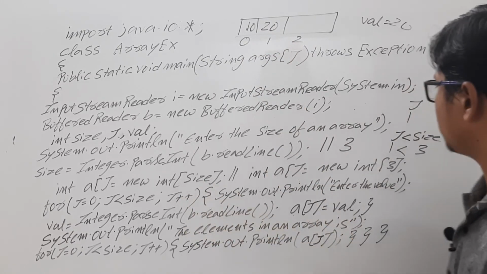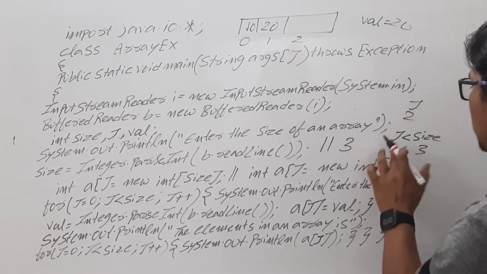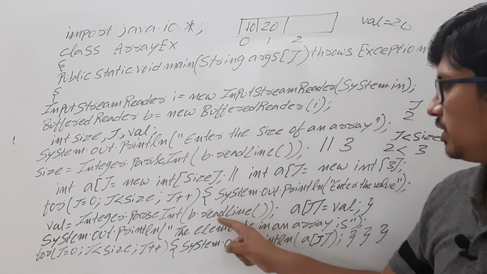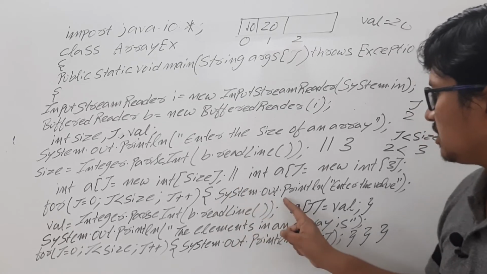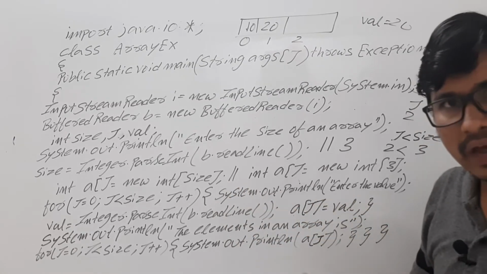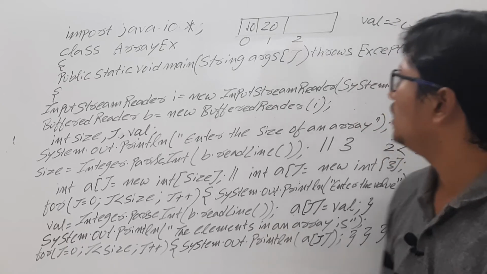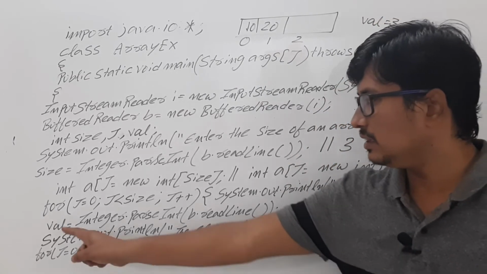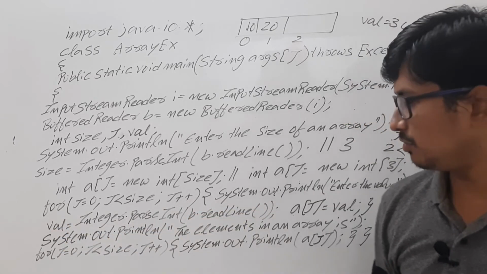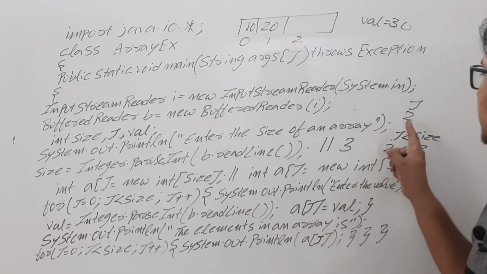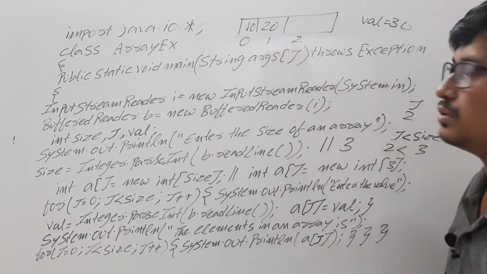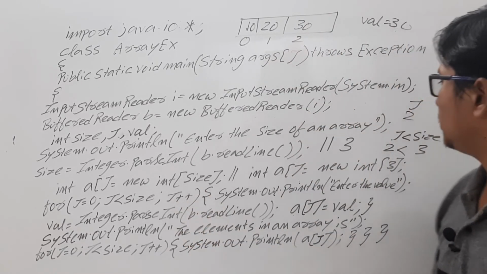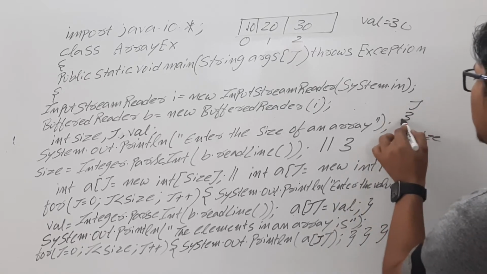Then j++. j value will be updated to 2. 2 less than 3. Yes, condition is true. As the condition is true, again the statements will be executed. System.out.println enter the value. Again the user will enter a value. Suppose let's take that this time the user has entered the value 30. That 30 will be stored in the variable called val. Then a[j], a[2], at index 2, that 30 will be stored. Is it clear? Then j++. j value will be updated to 3.